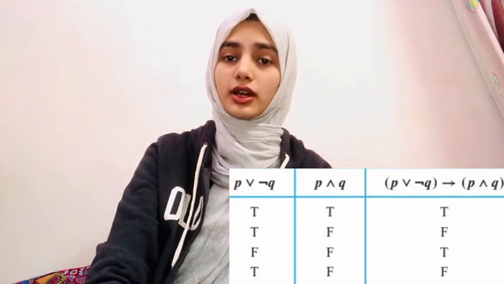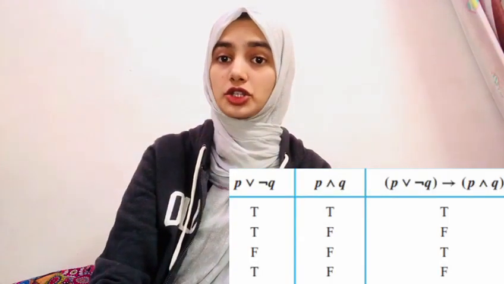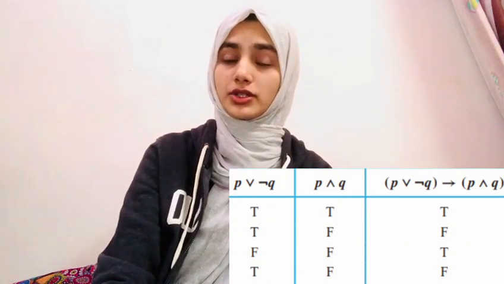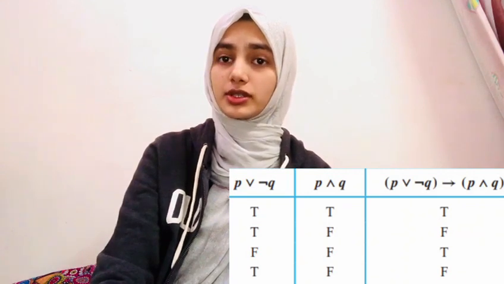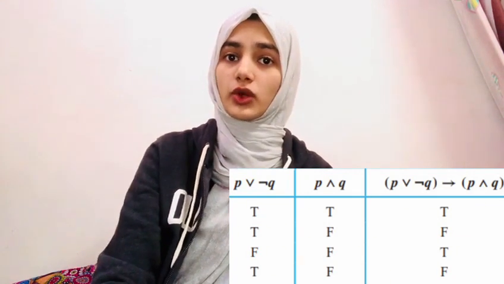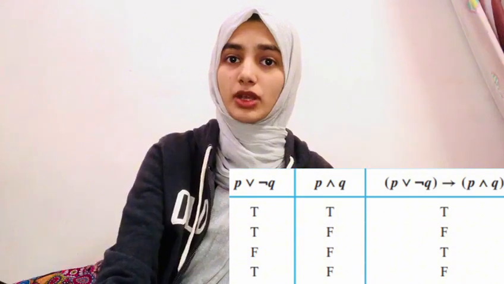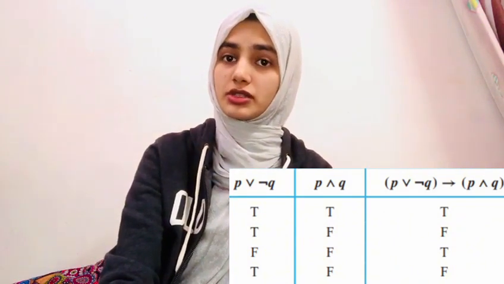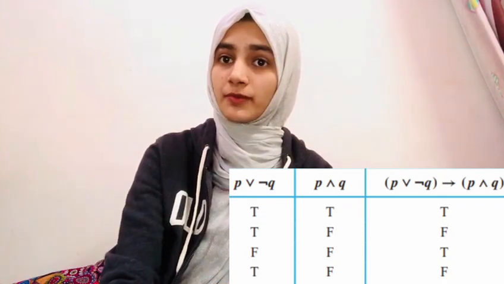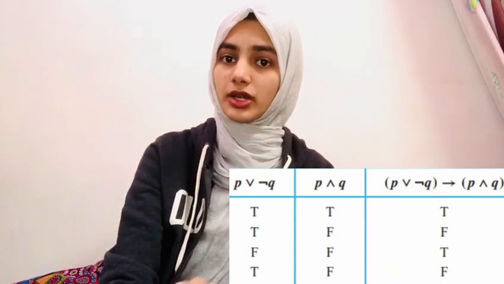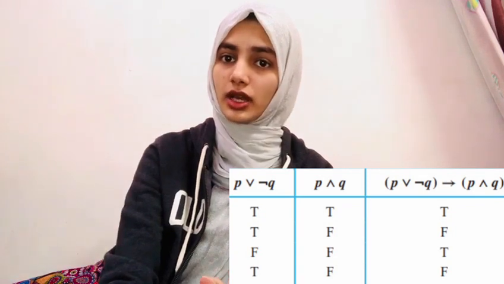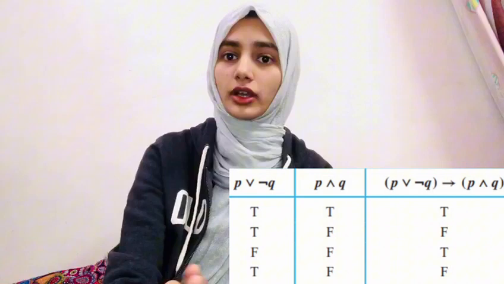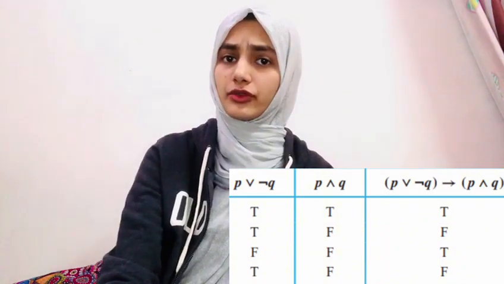Now we have to find out the truth values for P or negation of Q implies P and Q. In implication, you must remember this, that P is a hypothesis and Q is conclusion. So in our first condition where P or negation of Q is true and P and Q, which means P conjunction Q, is also true, the answer will be true because our hypothesis is true and our conclusion is also true. In the second condition, our hypothesis is true but our conclusion is false, so the answer will be false.